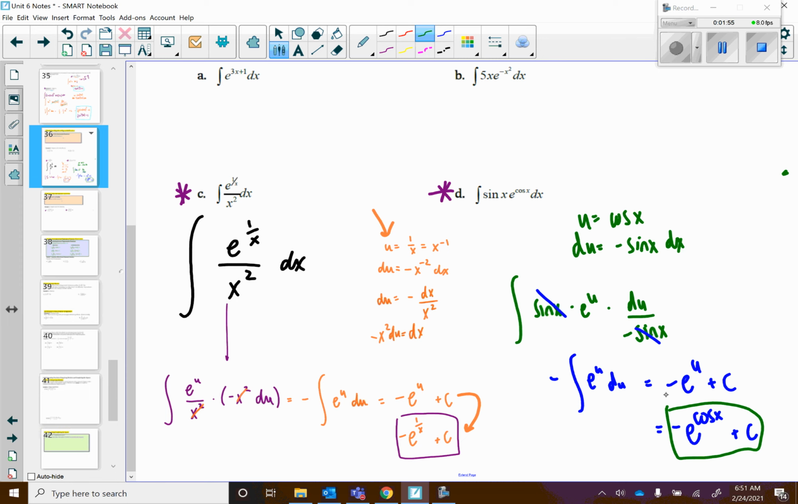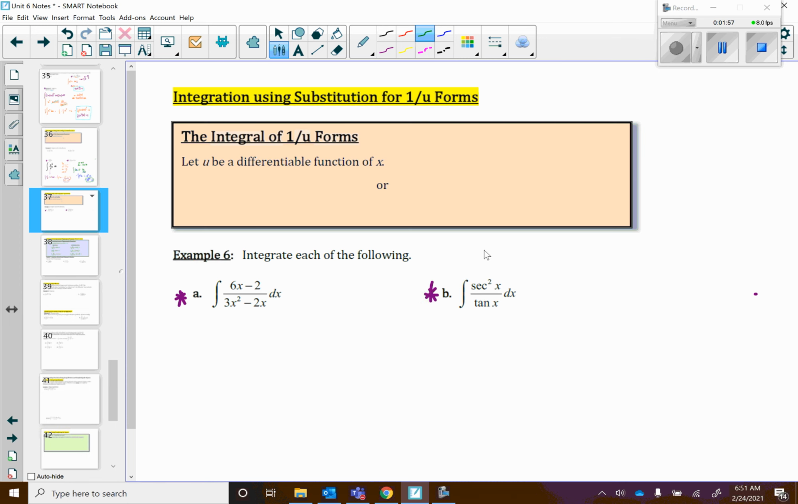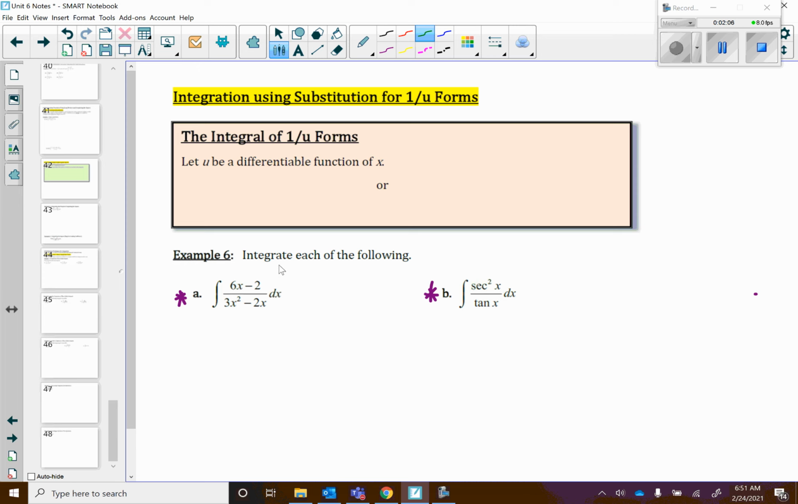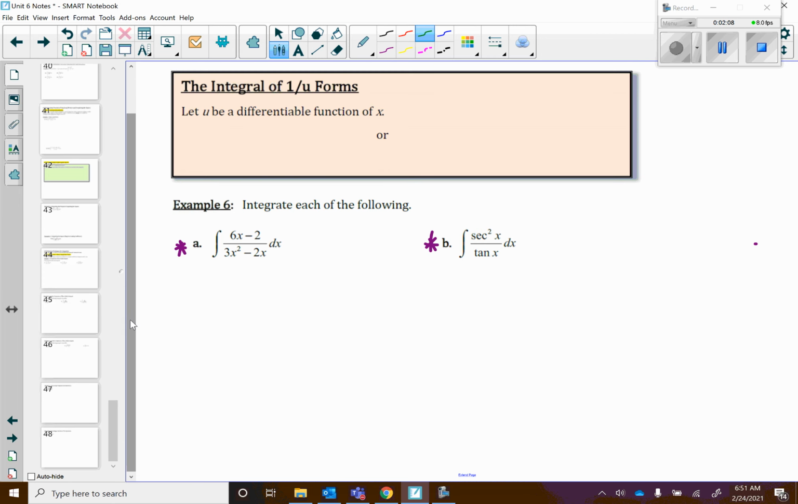I believe we have a couple other examples we want to do, and these are our 1 over u forms. In these examples, notice we have a fraction, and we can't take an antiderivative of just a fraction, and we can't split it up either because the denominator has more than one term. So I look at this and I think, oh, I see that the derivative of the bottom is similar to the top. Maybe it's exactly, I can't even tell right away, so I'm going to just start there.